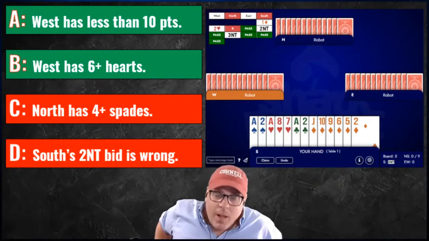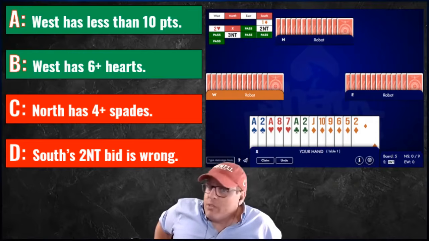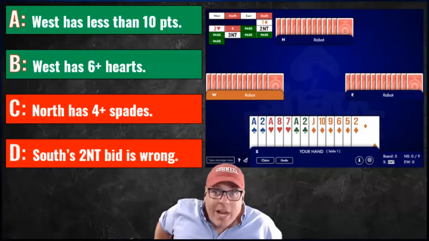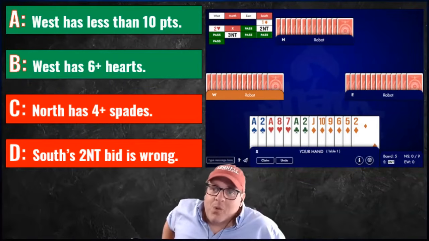And the other real problem with that is, what is partner going to base their raises on when you preempt especially? They're going to base their raise on the fact that you have 6. So they're going to use the law of total tricks. And now you're going to break the law of total tricks for your partner. Again, it might be great for you, but it is very risky, and it can create problems like that.